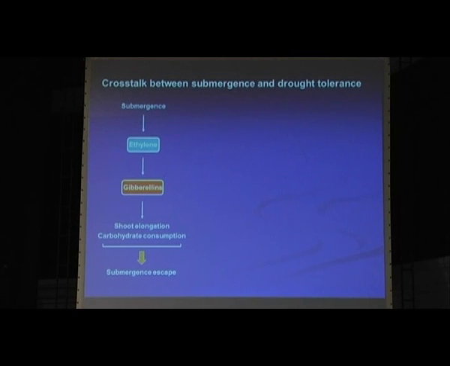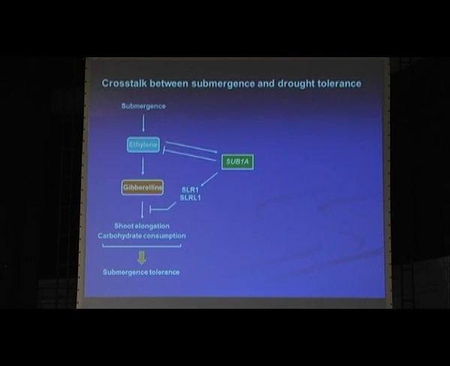However, this strategy can be dangerous under deep water condition. They can be exposed to carbohydrate starvation underwater. So to avoid starvation, SUB1A plants use a totally different strategy. In the presence of SUB1A, SUB1 plants use quiescence strategy.